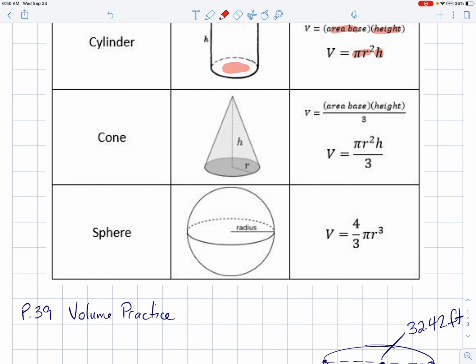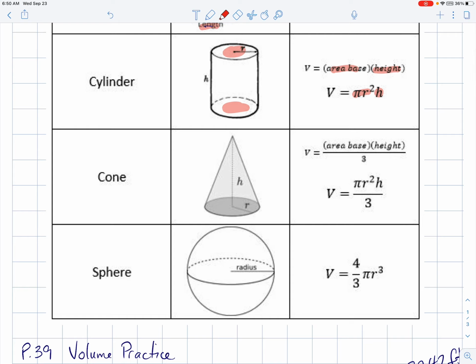Next, we have a cone. The cone or pyramid are similar in that they have a base, and then they come to a point. So the top is not the same shape as the bottom, right? They come to a point. Now, mathematically, this was proven over 2,000 years ago. The volume of this kind of shape, this cone, is 1/3 of the volume of a cylinder, the shape we had up above, that has the same base and the same height. So we take the formula for the volume of a cylinder, area of base times height, and we just divide by 3 because it's 1/3 of that.